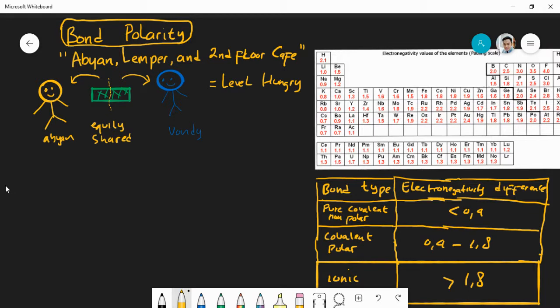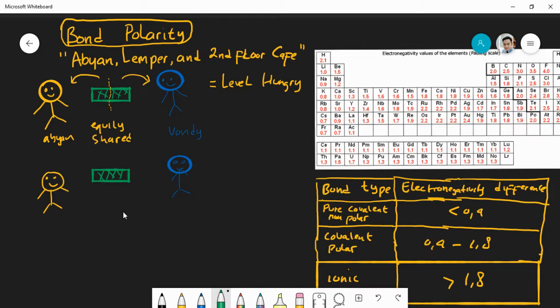Now, on the other day, they have a different experience. Abian and Fondi have a similar situation. Let me draw Fondi with the blue. Now Abian didn't forget to take his breakfast, but he still forgot to bring his lunchbox. During this snack break, he wants some snacking, and as usual, he goes to the second floor cafe. And again, there is only one lemper in there.